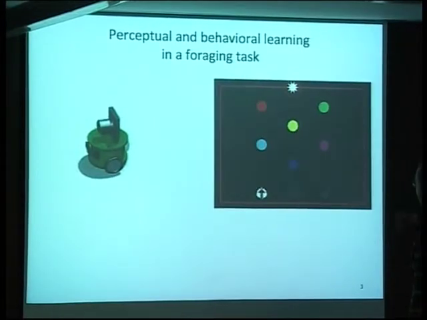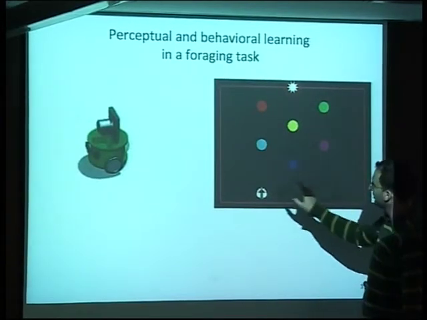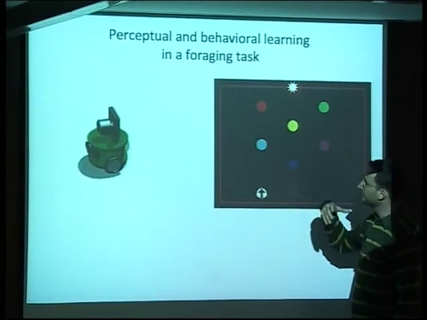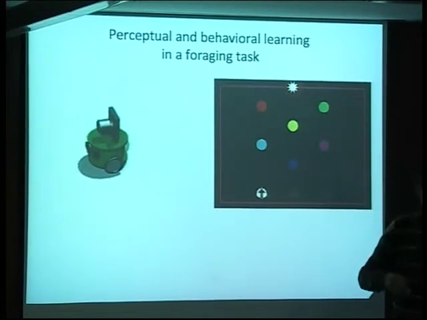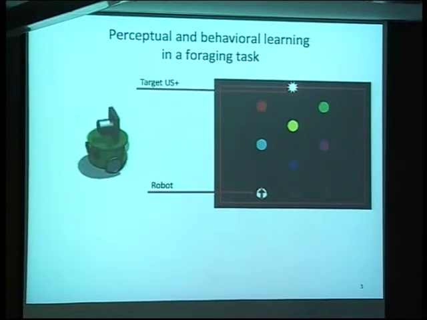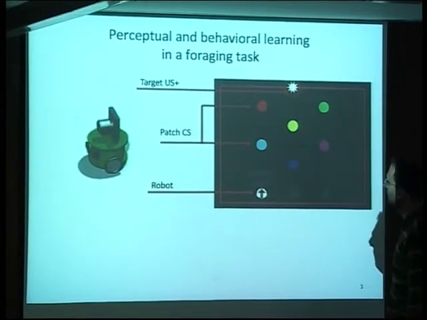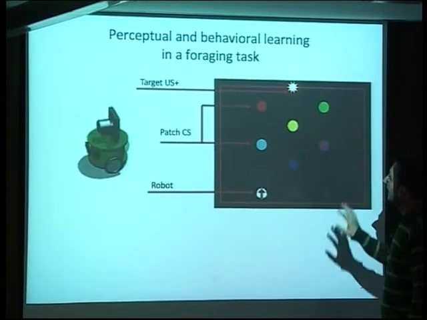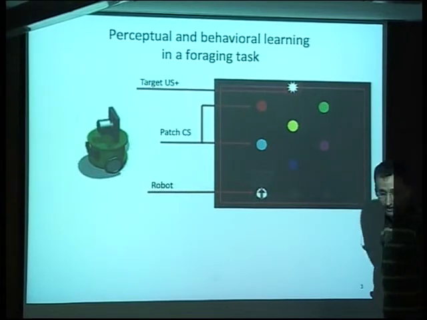If we have a robot in an arena, there's a specific task we designed to test perception and behavioral learning. We see the robot here. The robot is equipped with a camera and with proximity sensors and light sensors. The target will be the light that we designed to be the unconditioned stimulus. We have patches on the floor that are seen by the camera that points towards the floor in front of the robot. And these are the conditioned stimuli.